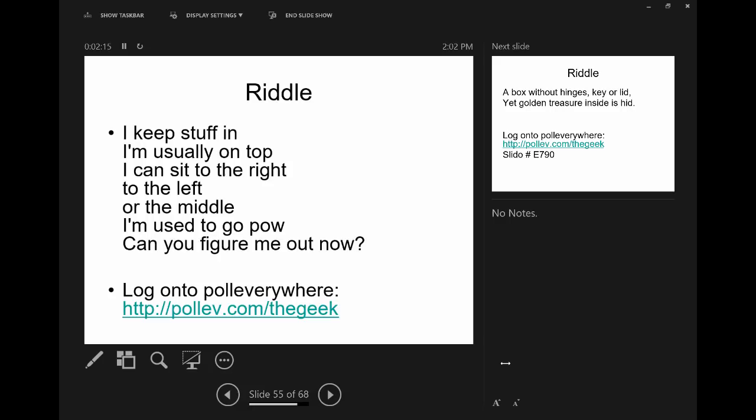All right, our riddle. I keep stuff in. I'm usually on top. I can sit to the right, to the left, or the middle. I'm used to go pow. Can you figure me out now? I heard like cacophony. What? Speech bubble? No, not a speech bubble. President? No. Jack in the Box? No.